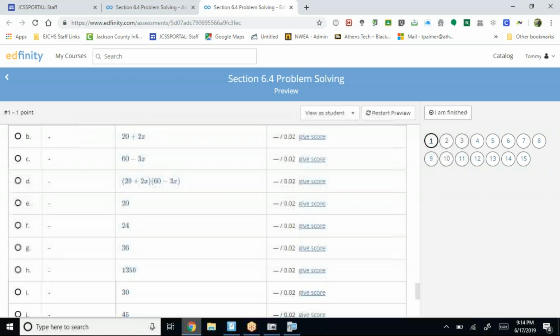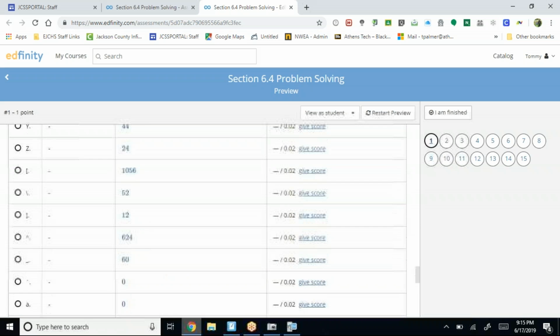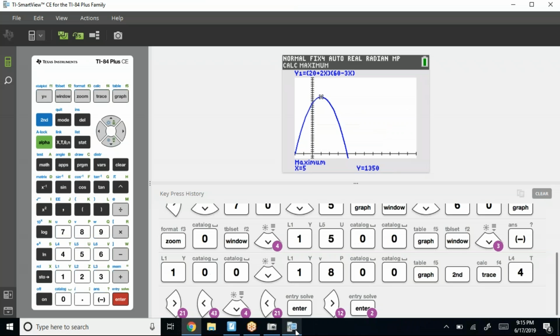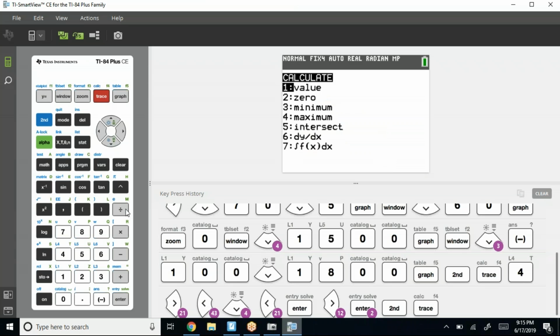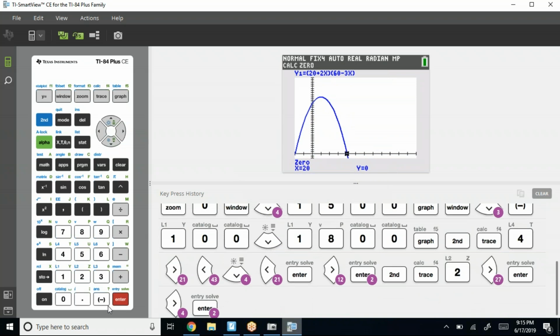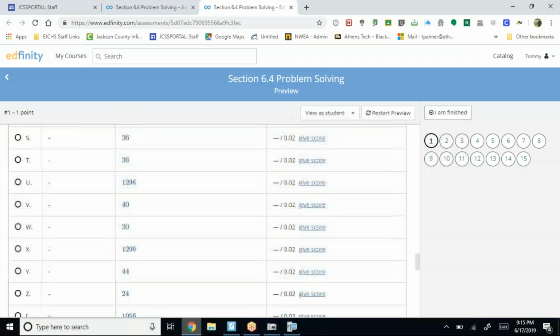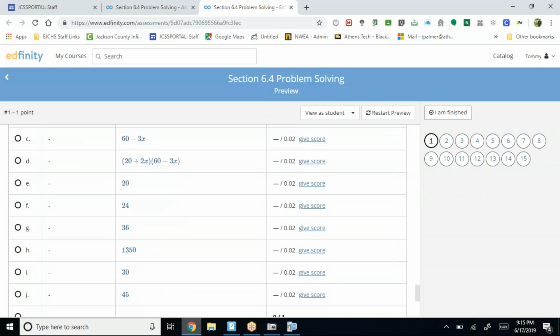She's got 30 and 45, which comes out right. 20, 24, 26, yeah. There's the 20 plus 2x and 60 minus 3x. That's all that. And these are all numbers that go in there. All right. We can find the 0 right here. Second trace 2 if we go over. Enter 20 rooms. And she'd have a net revenue of 0. So that's where that comes in. And that's down here. If you look at that. That's this answer here.